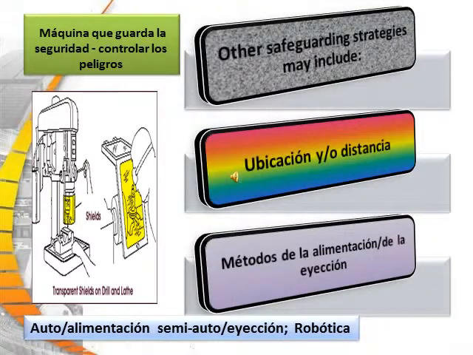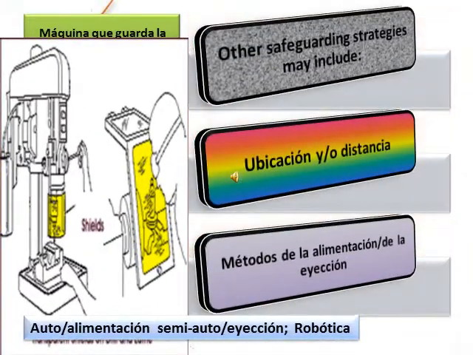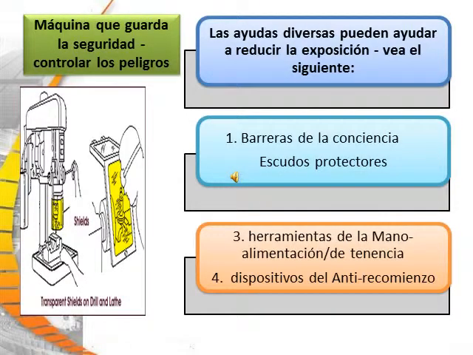Other safeguarding strategies may include using location and/or distance, as well as feeding and ejection methods. Here we can see some miscellaneous aids which can help reduce the exposure by using awareness barriers, protective shields, hand feeding or holding tools, as well as anti-restart devices.